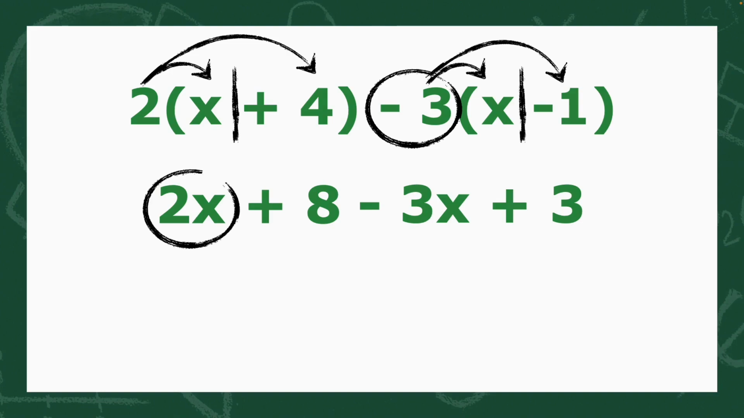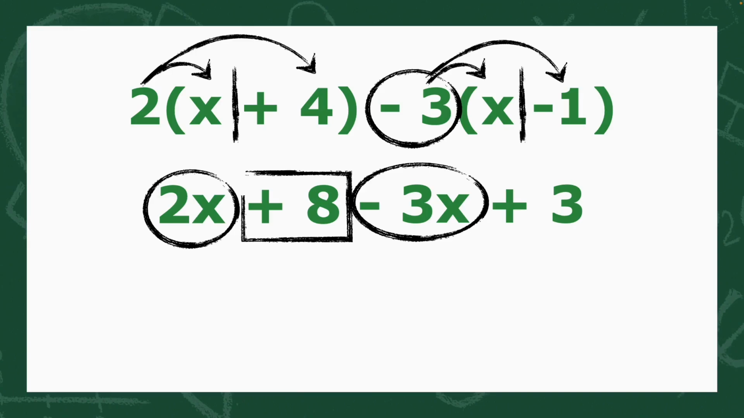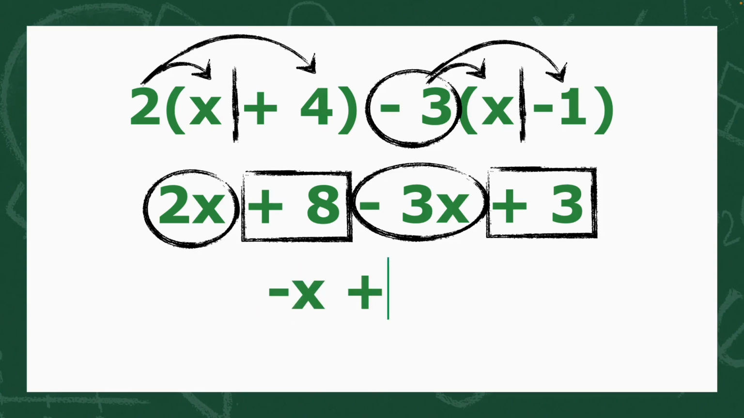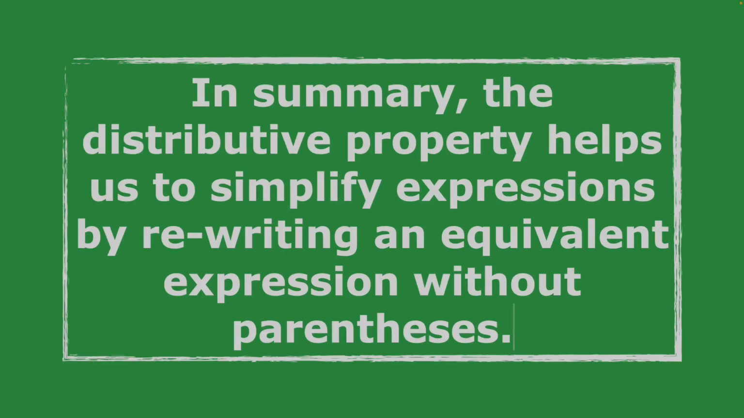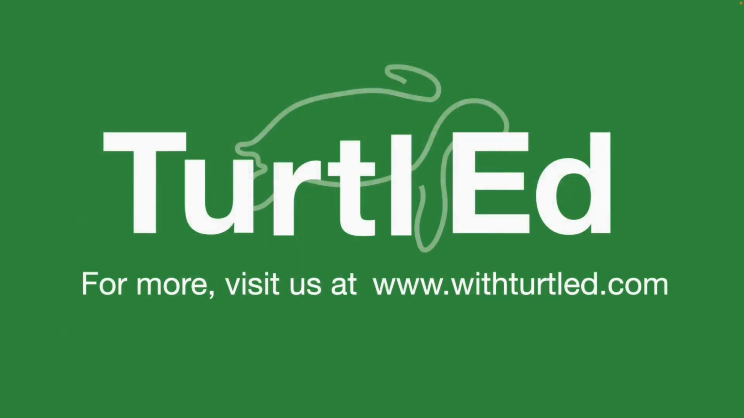We can combine our like terms, the terms that have x's and our constants. And if you need a refresher on that, you can check out our video on how to add linear expressions. 2x minus 3x is negative x, and 8 plus 3 is 11. So in summary, the distributive property helps us to simplify expressions by rewriting an equivalent expression without parentheses.